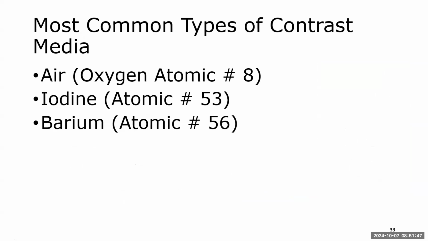The most common types of contrast media are going to be air, iodine, and barium. Those are the three most common. So air occurs naturally a lot of times in the stomach, intestines, colon. But we can also introduce air as well to help outline things like the colon on double contrast BEs.